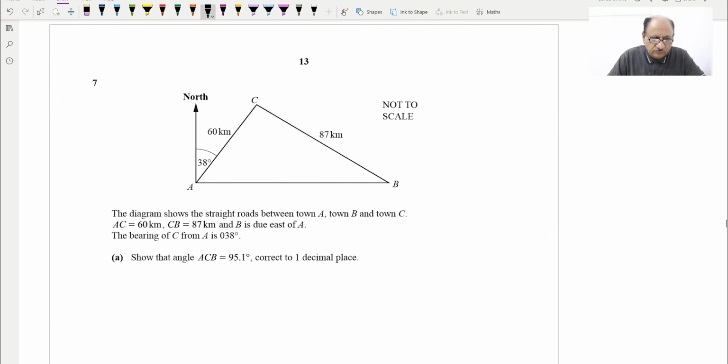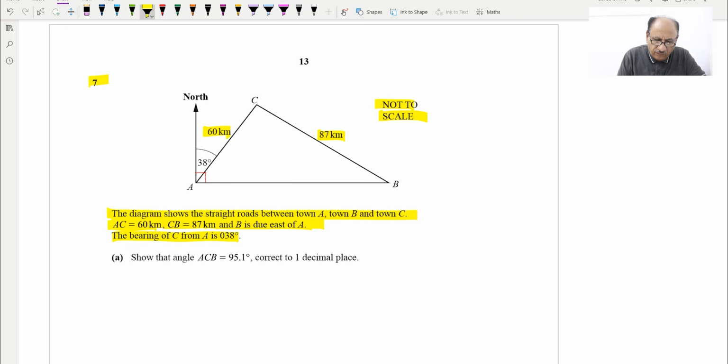Then here comes question number 7, and question 7 says diagram is not to scale. The diagram shows a straight road between town A, B and town C. AC is 60, which is this one, CB is 87, which is this one, and B is due east of A. So this one is 90 degrees, which we got from here, due east of A.